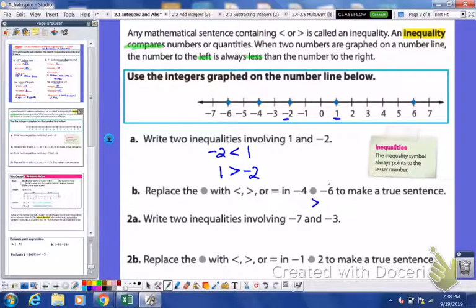Then 2A, write 2 inequalities involving negative 7 and negative 3. Again, if you pop up here, negative 7 there, negative 3 here. So negative 7 is less than negative 3, or conversely, we could say negative 3 is greater than negative 7. And last one, again, replacing with a less than or greater than, negative 1 and positive 2. Well, I don't care what these numbers are, a negative will always be less than a positive. So negative 1 is less than 2.